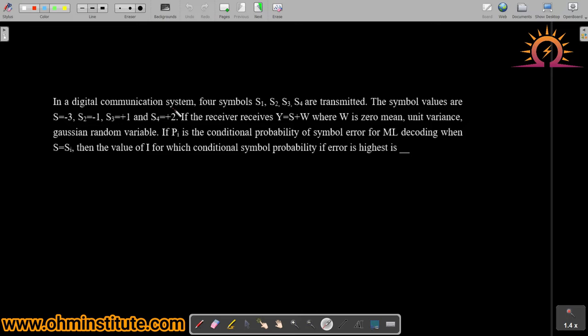The receiver receives Y equal to S plus W, where S is the symbol and W is a zero mean unit variance Gaussian random variable. That is, S is a deterministic symbol given, Y is a random variable. If Pi is the conditional probability of symbol error for ML decoding when S is equal to Si, then you are supposed to find the value of i for which the conditional symbol probability of error is the highest.